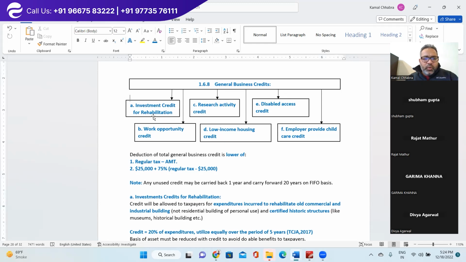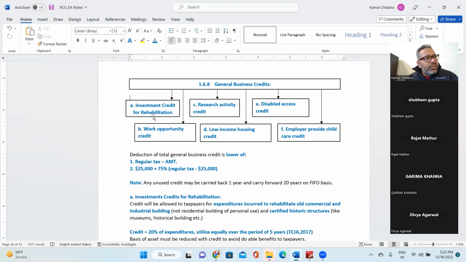The second one is the work opportunity credit. That is more from the employer side, who are providing opportunities to a certain category of employee. The third one is the research activity credit. When you invest in research and innovation, you get a certain tax credit. Then the fourth is the low income housing credit. This is majorly for the construction companies who build housing societies for lower income group people.